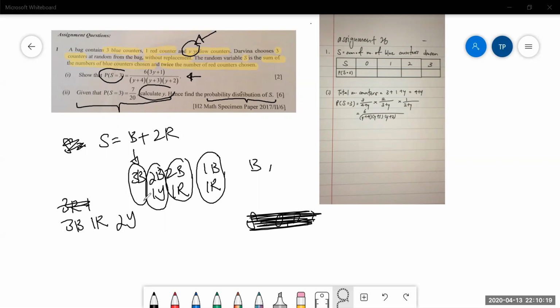counter. It can be 3 blue, it can be 2 blue 1 yellow, it can be 2 blue 1 red, it can be 1 blue, 1 red, and 1 yellow. I'm not going to write the yellow because the yellow doesn't concern me. It can be 1 blue and 2 yellow. It can be 0 blue, which means just 1 red and 2 yellow. That's all right. Then now we can go and calculate the value of S.